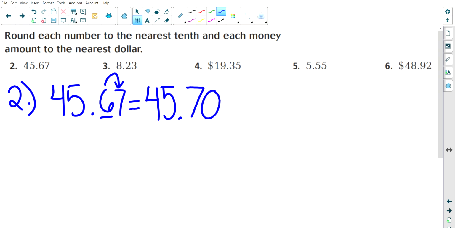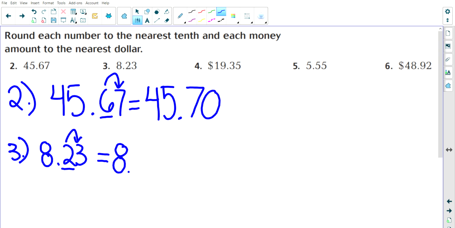Let's try number 3. 8 and 23 hundredths. We're going to round to the nearest tenth. Please underline the tenths place. Look to the right of our rounding digit. We need to start thinking, is our rounding digit going to soar or rest? Let's copy everything before the rounding digit, especially the decimal point.